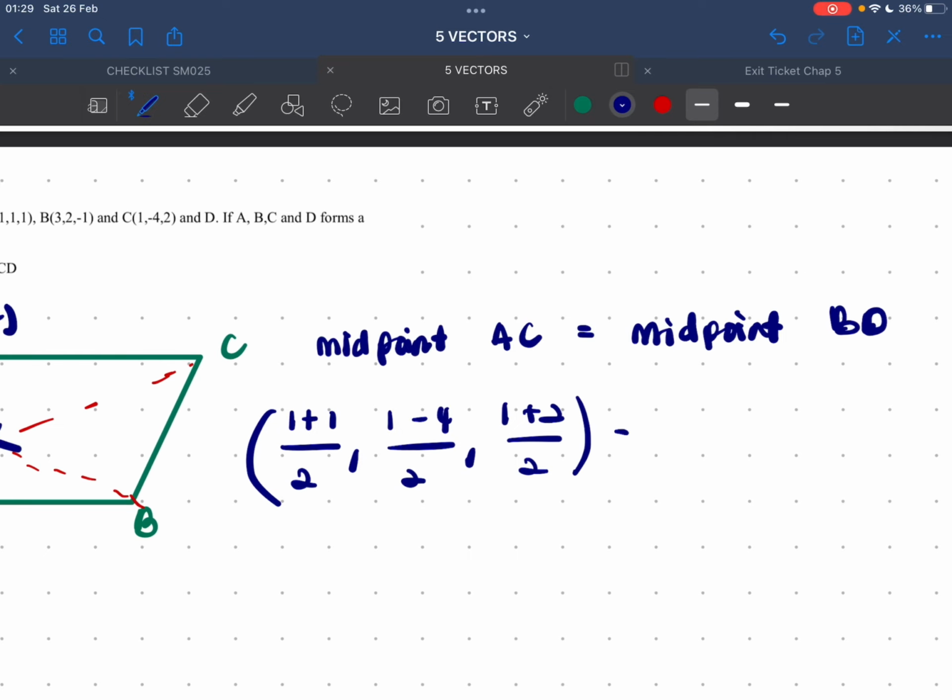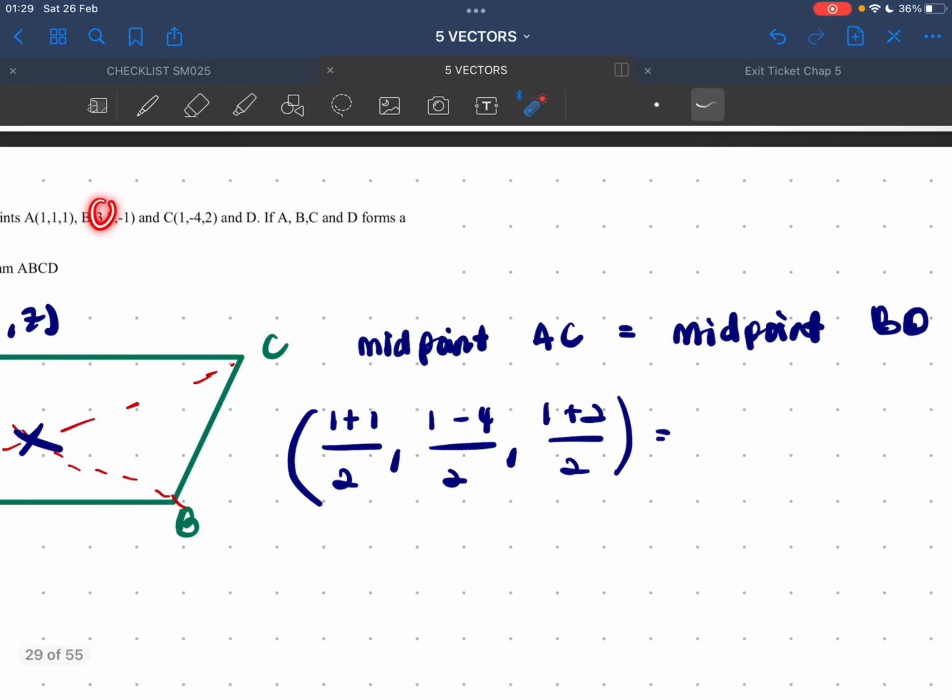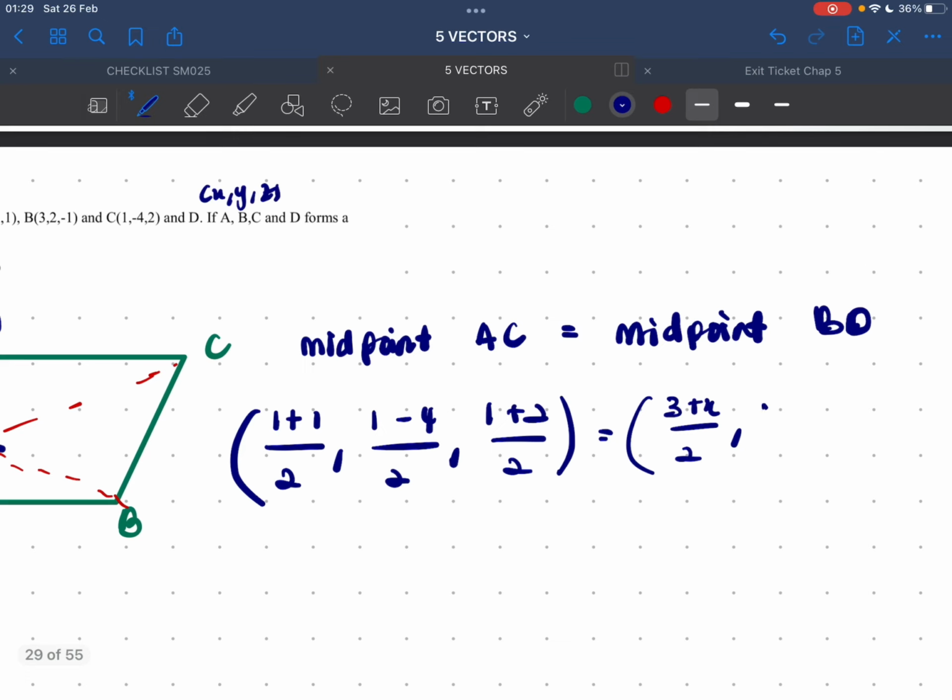And continue for BD, we have 3. D we don't have, but we label that as X, Y, Z. So let's write that as 3 plus X over 2, and the Y is 2 plus Y over 2, and the last one is negative 1 plus Z over 2.